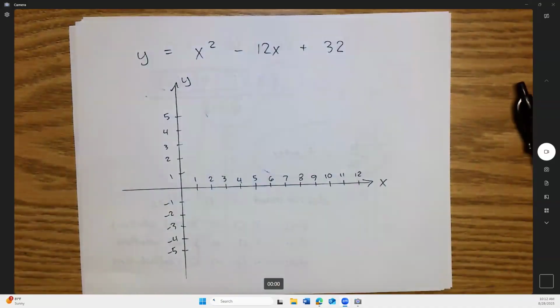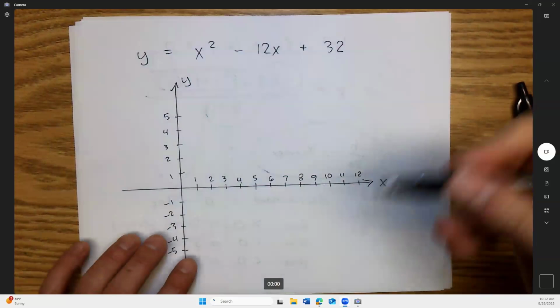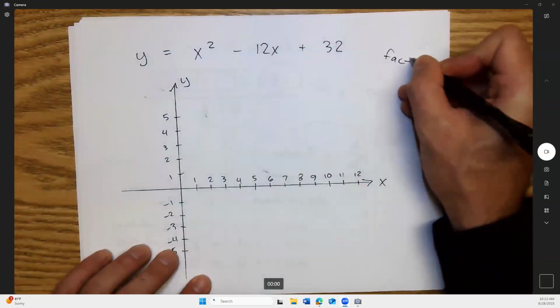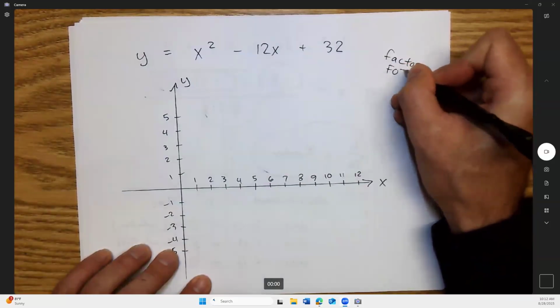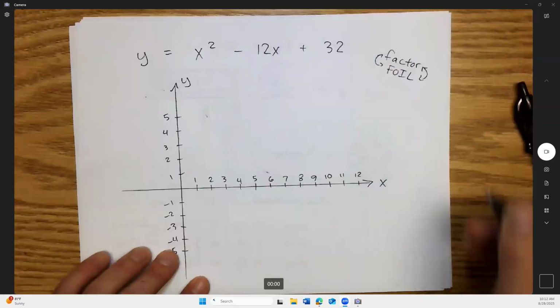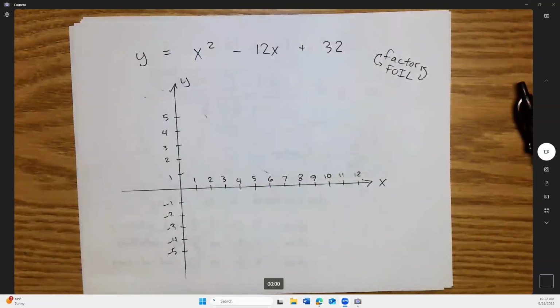Okay. And one process that might help you graph this too is if you factor it. Here, I'll throw that word on the board. Factor, which is the opposite of FOIL. Factor and FOIL are opposite processes. That could be helpful.